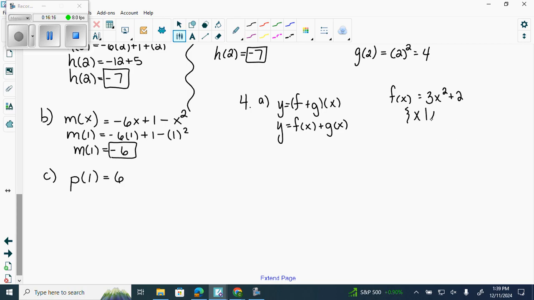Element of the reals. All right. Then we have g of x. G of x is a radical, the square root of x plus 4. What is its domain?